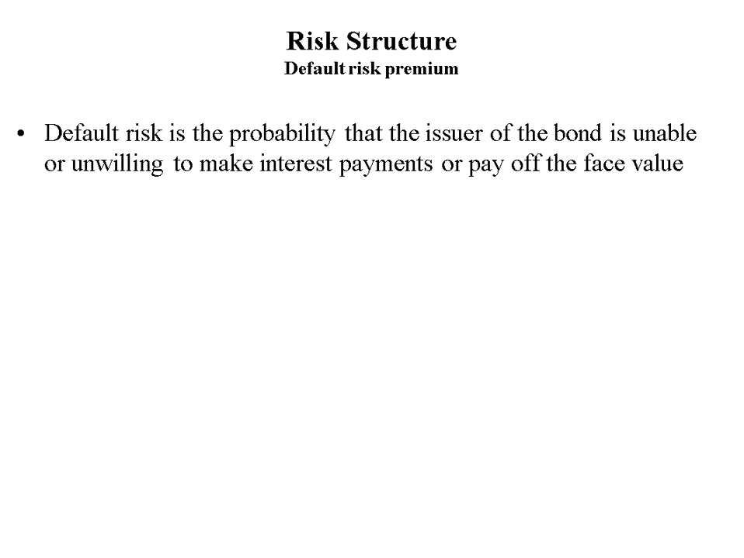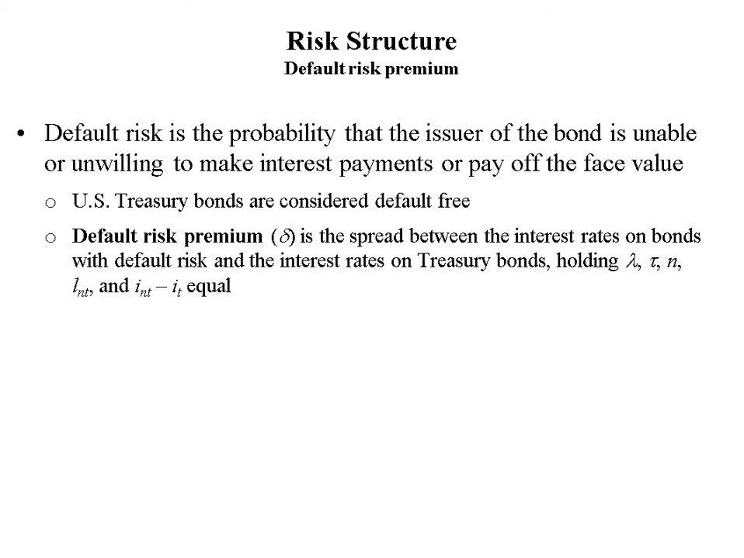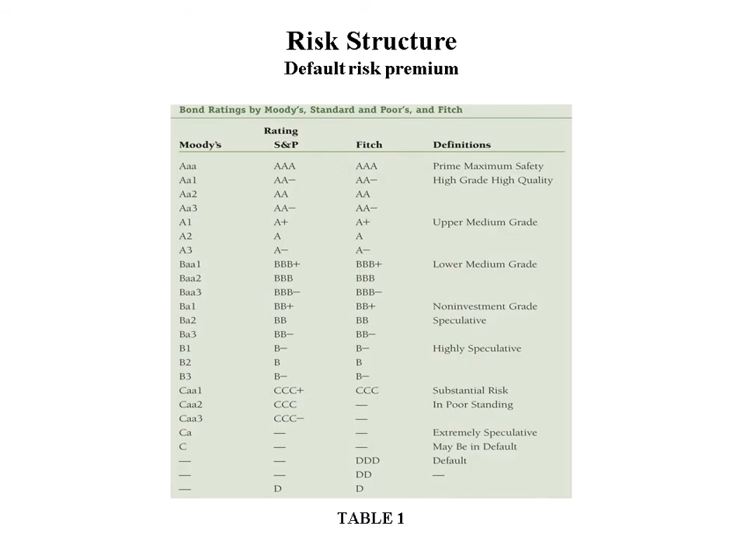Now, in the risk structure, default risk is the probability that the issuer of the bond is unable or unwilling to make interest payments or pay off the face value. U.S. Treasury bonds are considered default-free. The default risk premium delta is a spread between the interest rates on bonds with default risk and the interest rates on Treasury bonds, holding other factors constant.